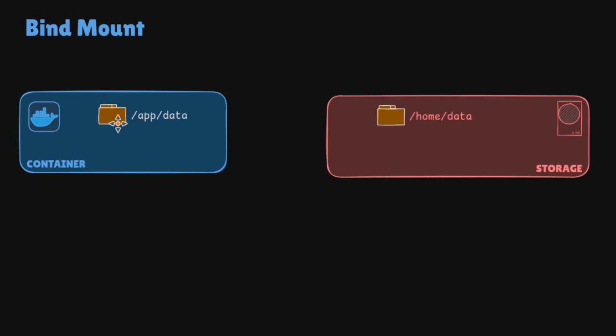Let us focus on bind mount. Say, for example, within your container there is a folder app/data where you generate your data. Also in your storage you will create one folder called home/data. The directory name does not matter, you can create a folder at any path. Now Docker gives us the option to mount this particular folder into that folder. So whatever data the container generates within this folder will actually be written directly into the host folder, because it is mounted. This option is called bind mount.